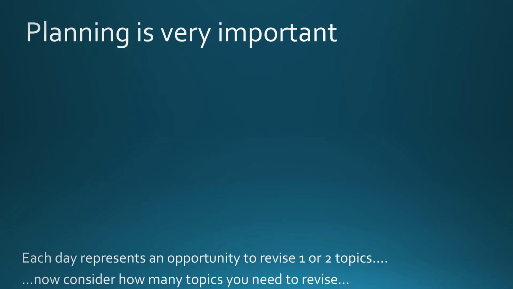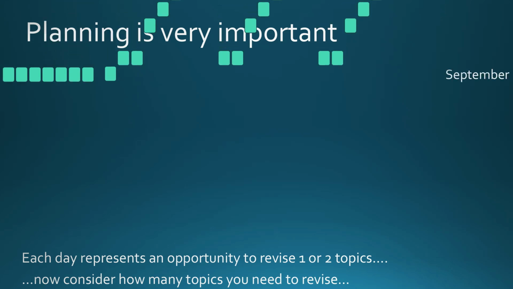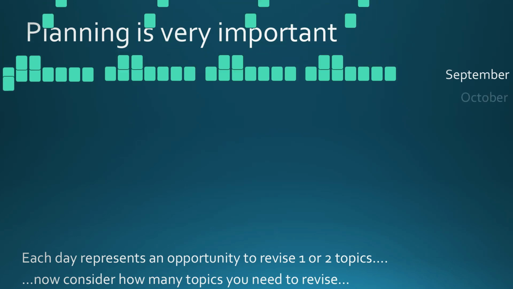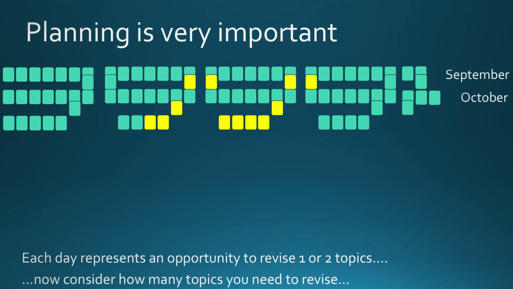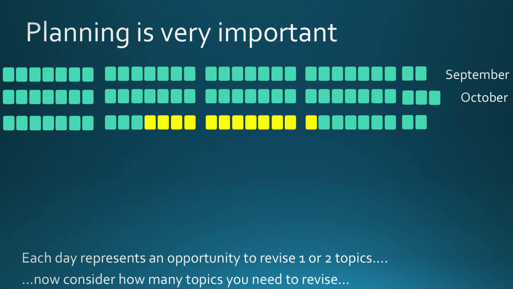Obviously, planning is going to be very important so that we can make the best use of the time that we have. So the first thing we need to do is to consider how much time do we have. If we use each block to indicate a day, there's a week in September, all of the days in September, October, and November. And you can see there that I've highlighted in yellow some of the days that indicate when you've got your mock exams from the 11th of November onwards for 2 weeks.